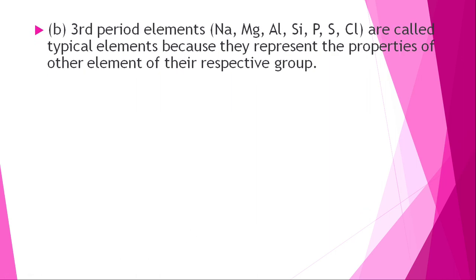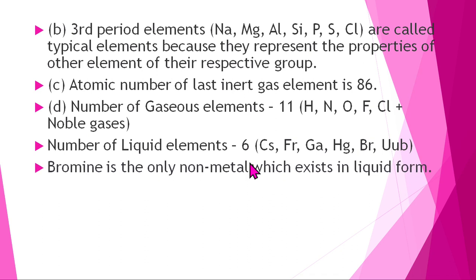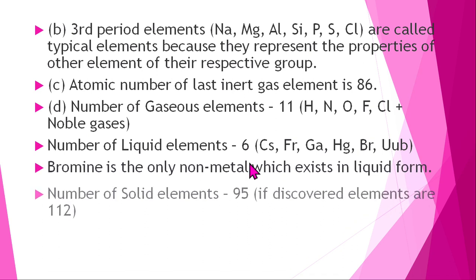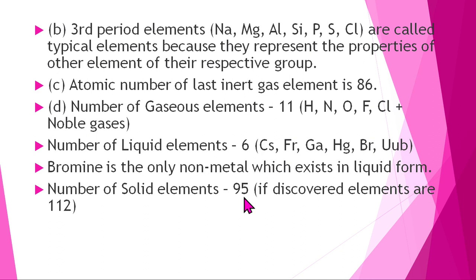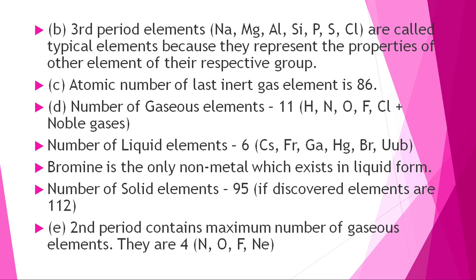Another important fact is that third period elements, sodium, magnesium, aluminium, silicon, phosphorus, sulfur and chlorine are called typical elements, and the atomic number of the last inert gas element is 86. There are 11 gaseous elements in the periodic table, and there are 6 liquid elements. Bromine is the only non-metal which exists in the liquid form. The number of solid elements is 95, and the second period contains the maximum number of gaseous elements, and that is 4.